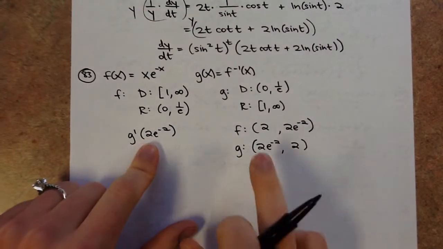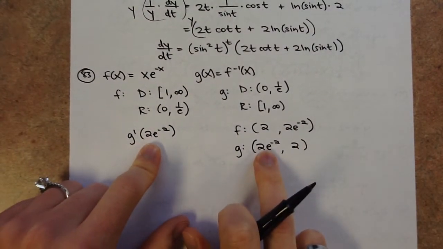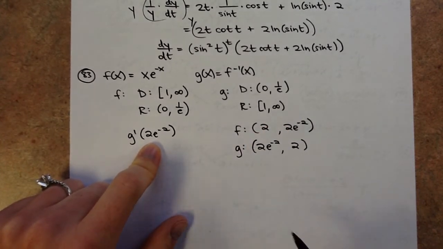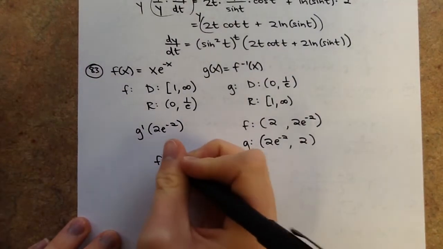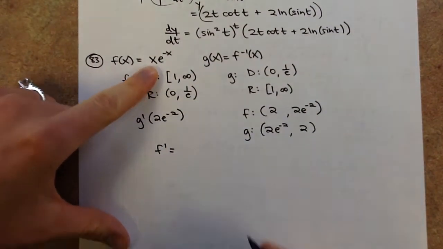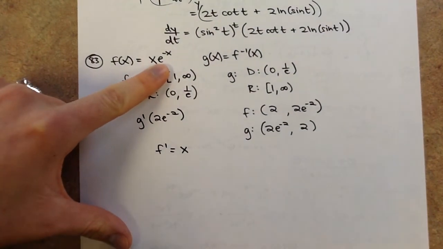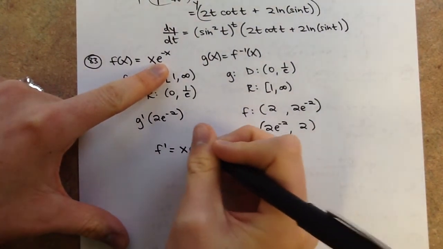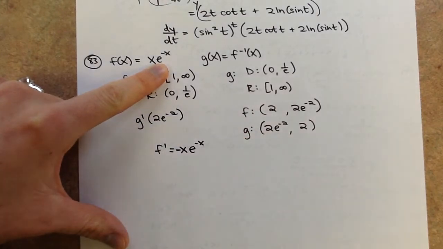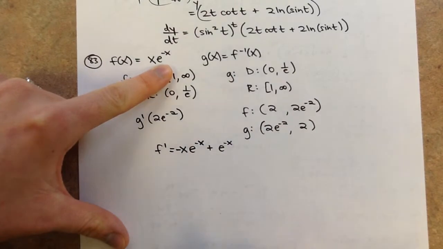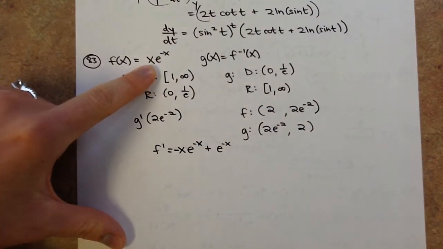So if I want to know this derivative at this point, I find this derivative at this point and flip it, the reciprocal. So I start by finding f prime, the derivative of this function. I have the first, which is x, and then times the derivative of the second. The derivative of e to the negative x is e to the negative x times the negative 1, and then plus the second times the derivative of the first. The derivative of x is just 1.